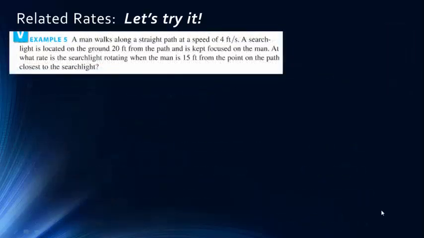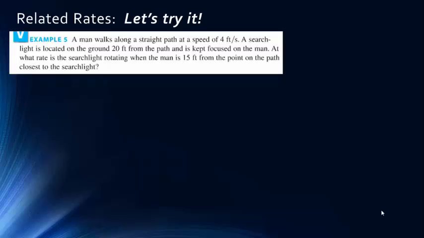All right, let's try another one. A man walks along a straight path at a speed of 4 feet per second. Alrighty, we can see we've got a derivative there. A searchlight is located on the ground 20 feet from the path and is kept focused on the man. At what rate is the searchlight rotating when the man is 15 feet from the point on the path closest to the searchlight?